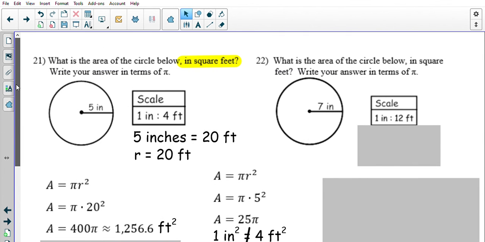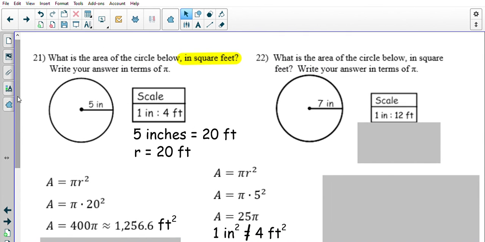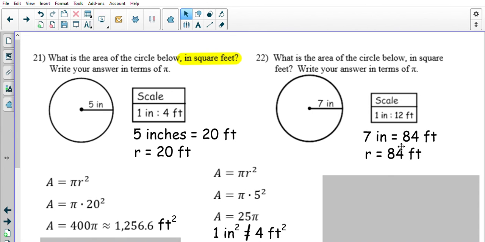All right, let's give number 22 a try. What is the area of the circle below in square feet? Write your answer in terms of pi. So the radius is 7 inches. I multiplied by 12 since 1 inch represents 12 feet to get 84 feet for my radius.